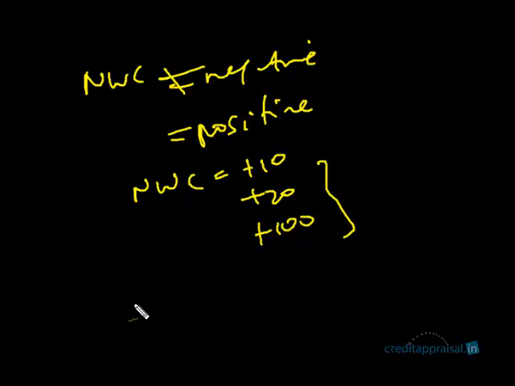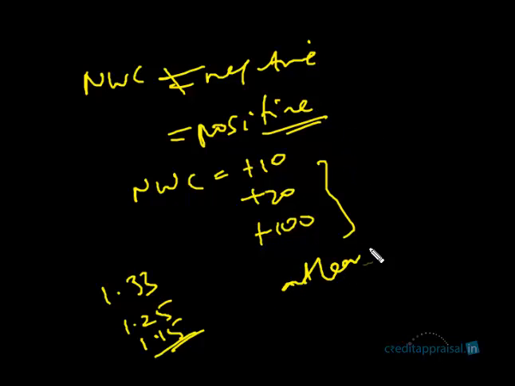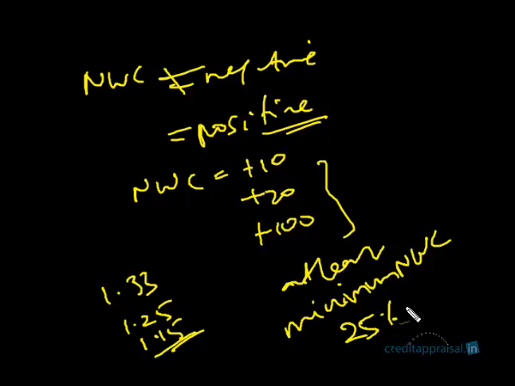The minimum NWC stipulated by banks depends on the limits. For large limits, maybe they can have a current ratio of 1.33. For some banks maybe 1.25, for smaller limits it will be 1.15. This is stipulated by the banks. When we say NWC should be positive, at least what is the minimum NWC? This is a concept which we discussed earlier. Please recall that minimum NWC: we said some 25% of current assets or 13% of current assets, and it varies from bank to bank.